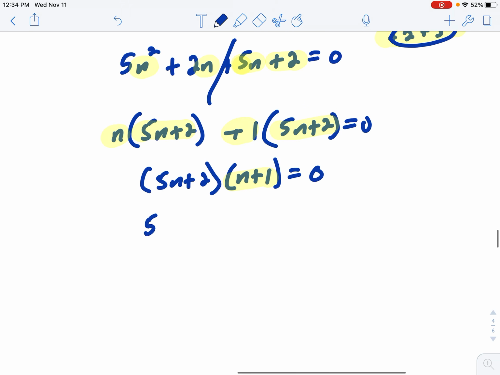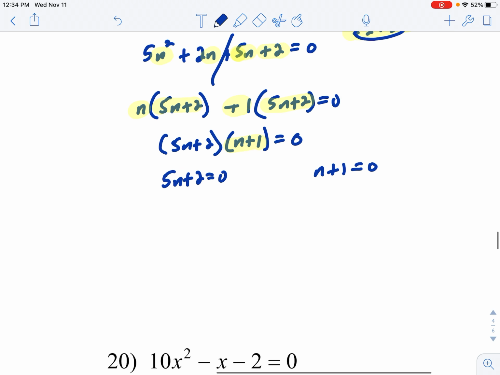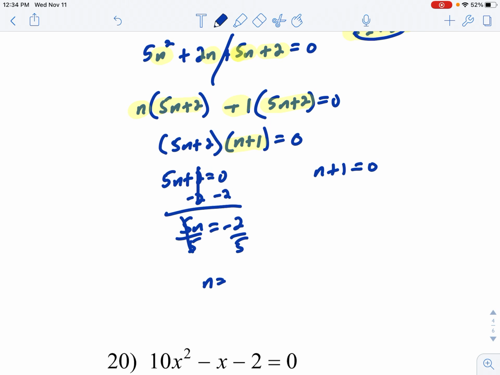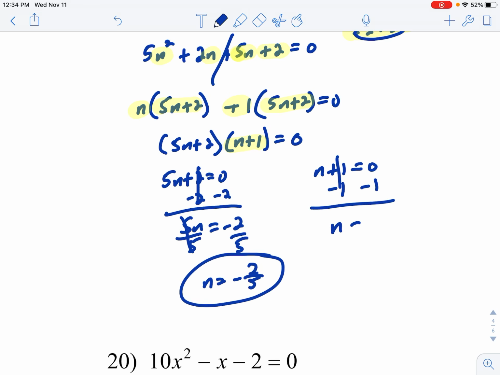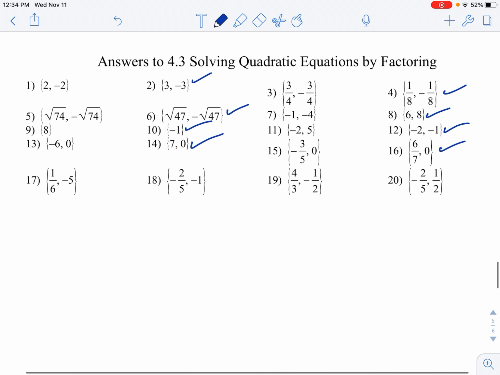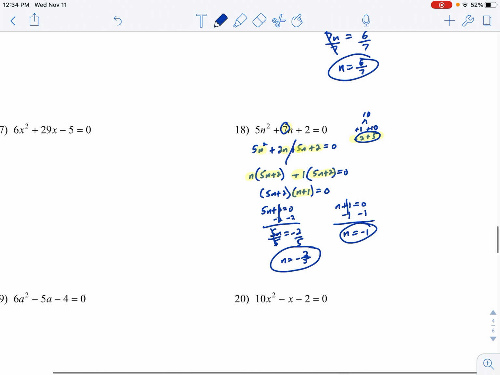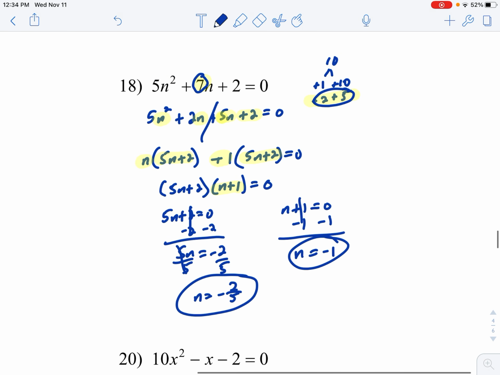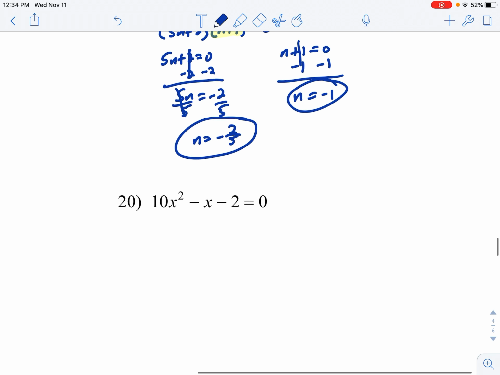Now set each factor equal to 0. 5n plus 2 equals 0, n plus 1 equals 0, and solve both of those. Looks like this one's going to give me a fraction, because when I divide by 5, 5 won't divide into 2. I'll just leave that negative 2/5. This other one's pretty easy though, just subtract 1, and we get our answers there, negative 2/5 and negative 1. And there it is. Wow, I struggled through that one, and I really don't know why. I felt like my brain was just shut off for a minute there. Yeah, if you have any issues with this, go back and rewatch the lesson on factoring. I go in depth on how to work these out.